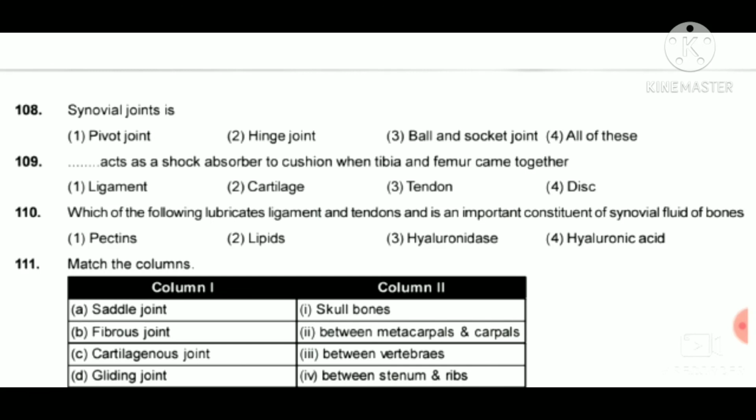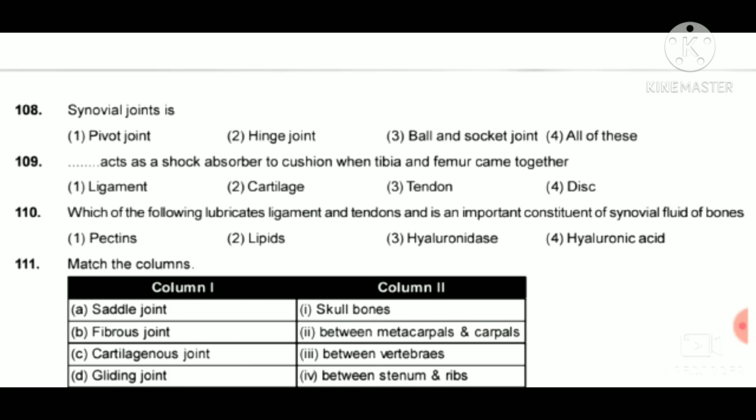Next is question number 110. Which of the following lubricates the ligament and tendons and is an important constituent of the synovial fluid of bones? First is pectins, second is lipid, third is hyaluronidase, number 4, hyaluronic acid. And the answer is option number 4, hyaluronic acid.